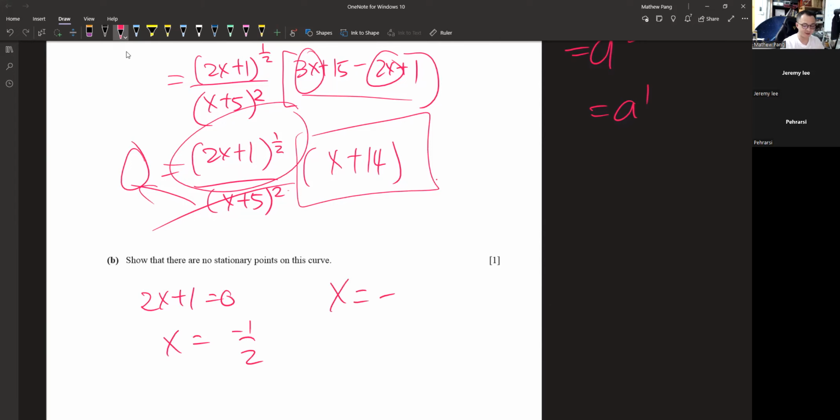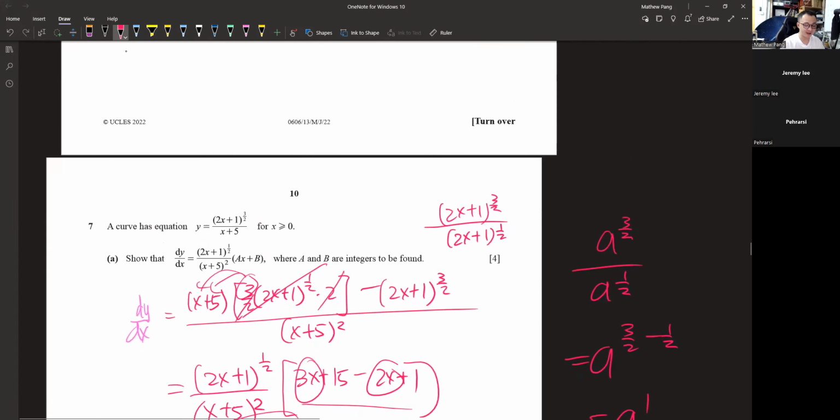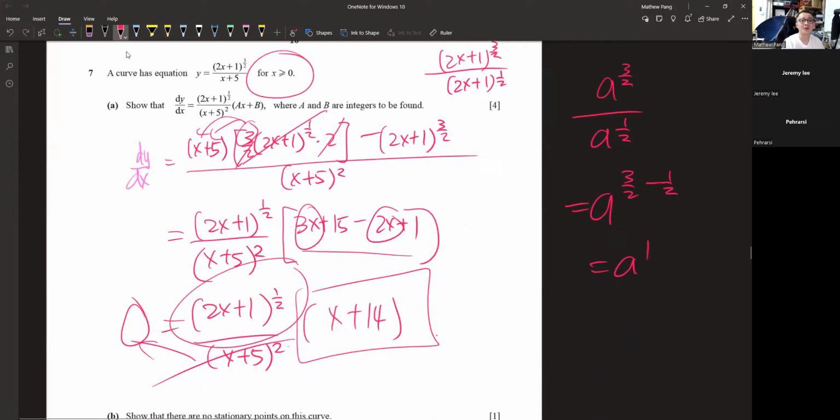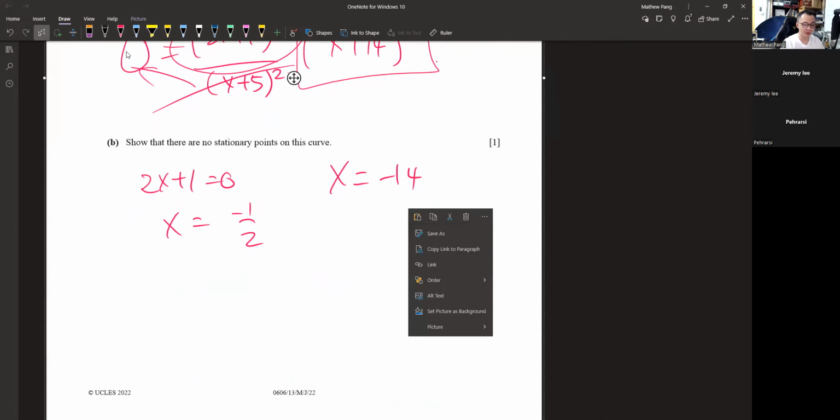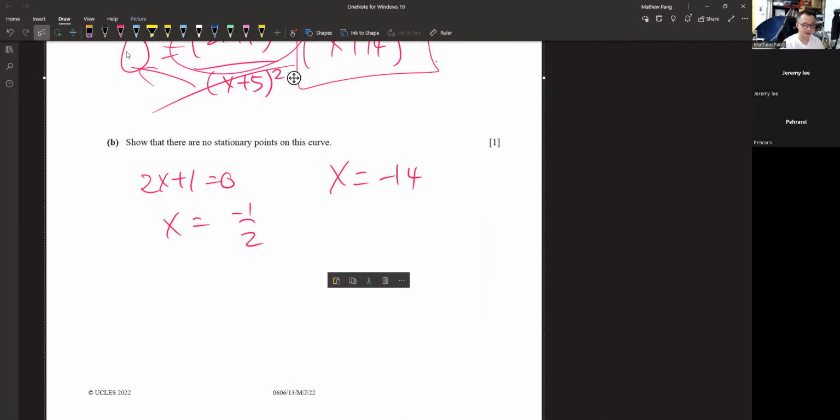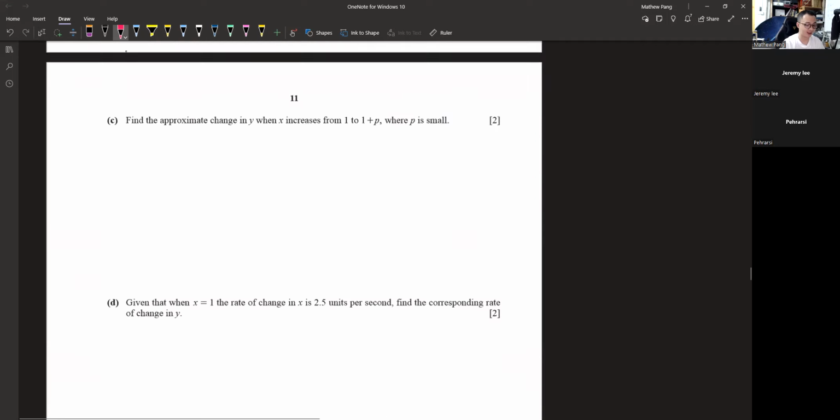This one x is negative 14. Sounds like you have two stationary points. But if you check the domain given, they say x must be bigger or equal to 0. So therefore, both negative answers are rejected, because x must be bigger than 0. Okay, so you should get the idea.